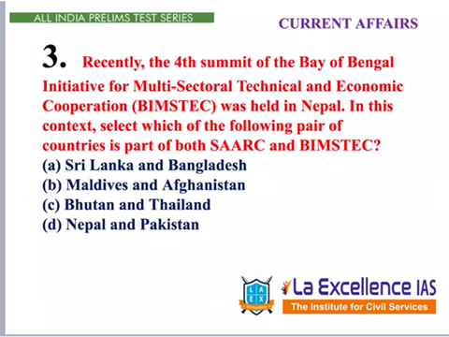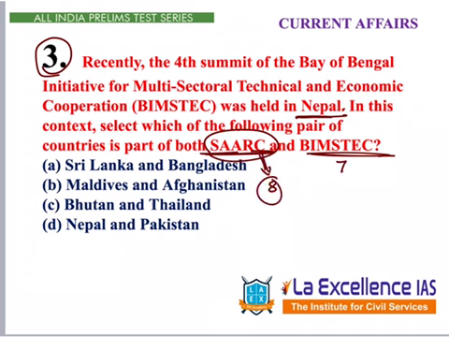Next current affairs question is given under question number 3. Here, recently the 4th summit of Bay of Bengal Initiative for Multi-Sectoral Technical and Economic Cooperation was held in Nepal. So this is a clue for us. In this context, select which of the following pair of countries is part of both SAARC and BIMSTEC. What is SAARC? South Asian Association for Regional Cooperation. We have 8 countries in SAARC and in BIMSTEC we have 7 countries. The question is, which 2 countries are there in both the groupings?